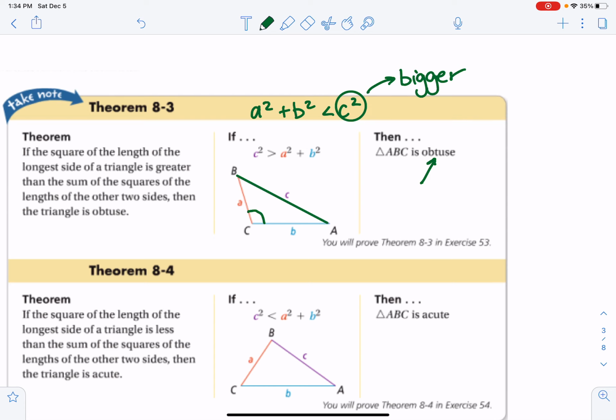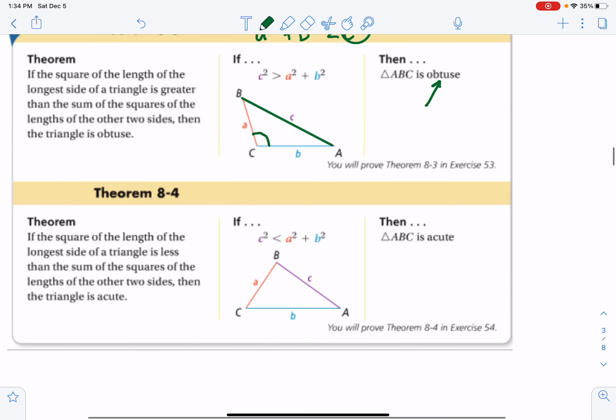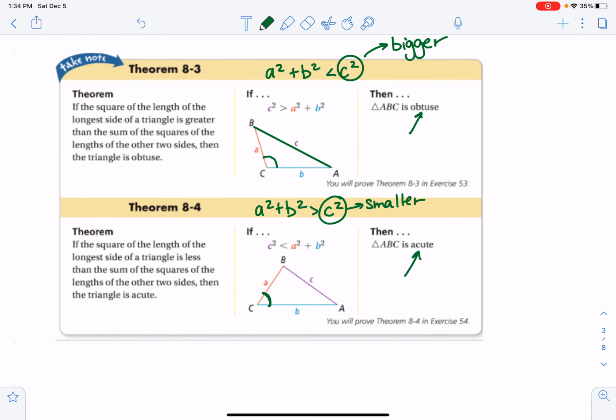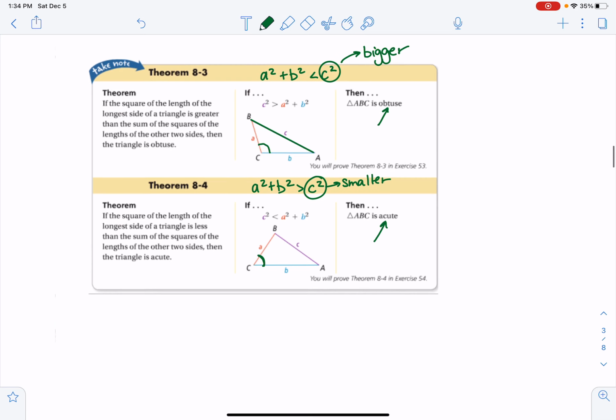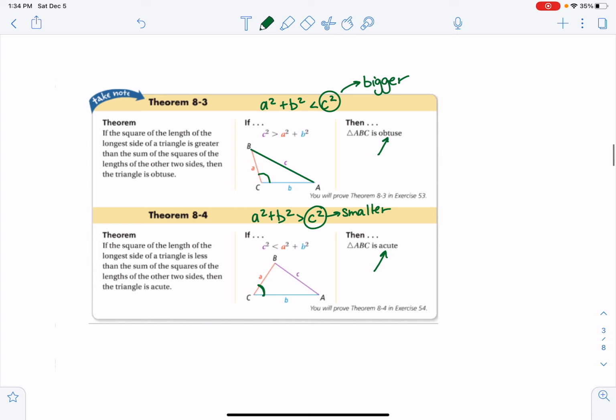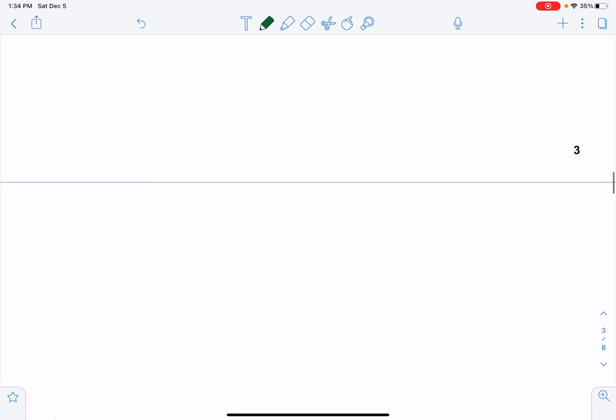And so when that c squared is bigger than the a squared plus b squared, you're going to have an obtuse triangle. On the other side of things, if you have a squared plus b squared and c squared is smaller, then you're going to have an acute triangle. So you can kind of see there the acute triangle. So we're going to do a lot of different practice problems. I did this on video so that you could go back and see ones that you guys needed help on.